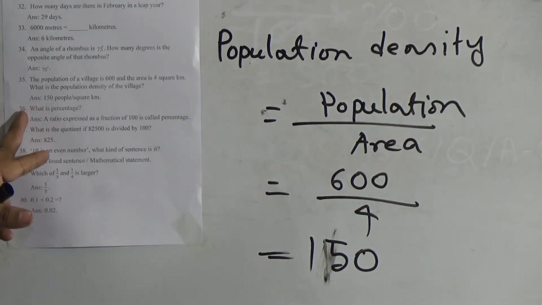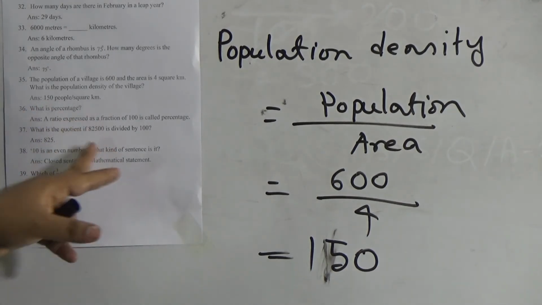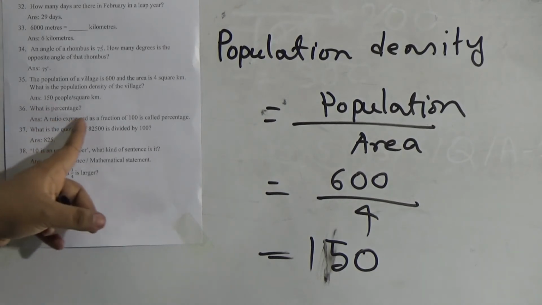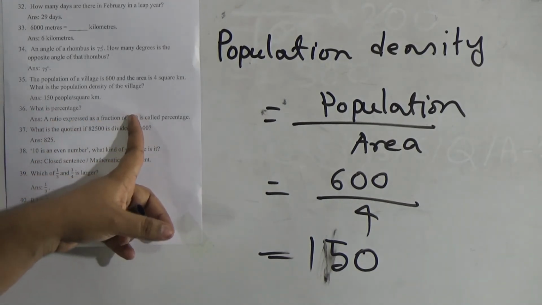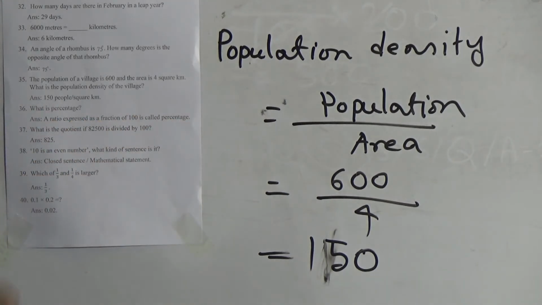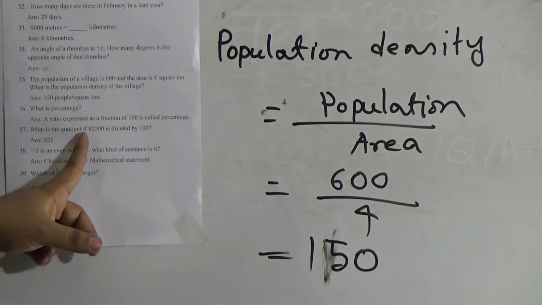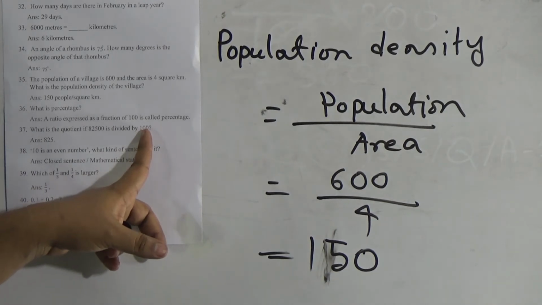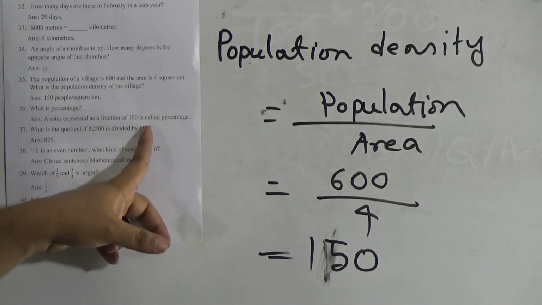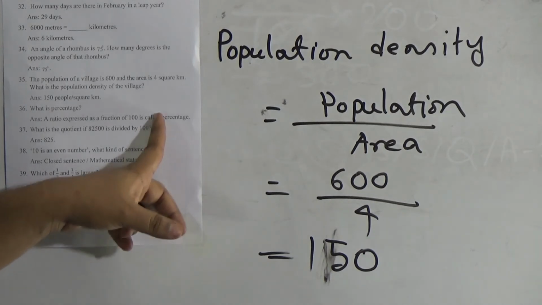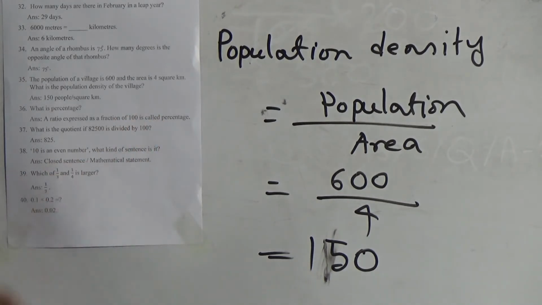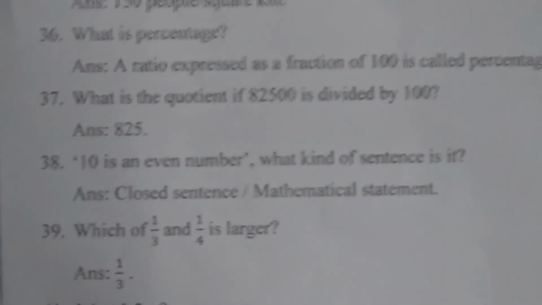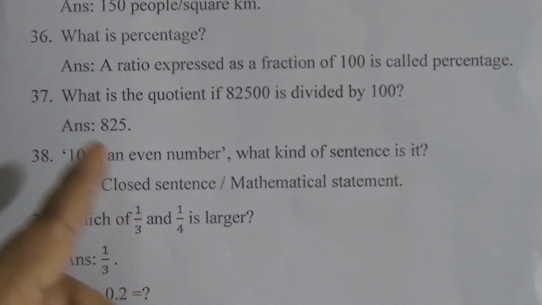Okay, 36 number question, what is percentage? Percentage, a ratio expressed as a fraction of 100 is called percentage. Okay, 37 number question, what is quotient if 82,500 is divided by 100? This number has 00 and this number is 00 also. If we divide, these 00 are cut and left 825 as quotient, and that number will be the answer. So 825 is the answer of 37 number question.